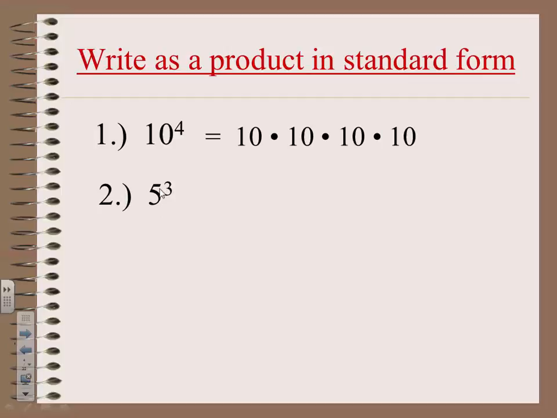This says 5 to the power of 3 or 5 to the 3rd power. That means we're using 5 3 times. Nothing to it.